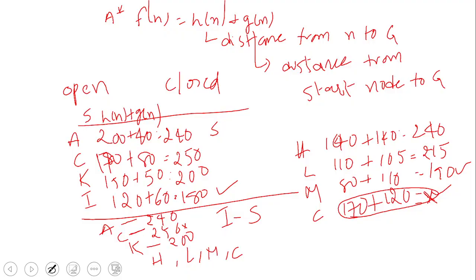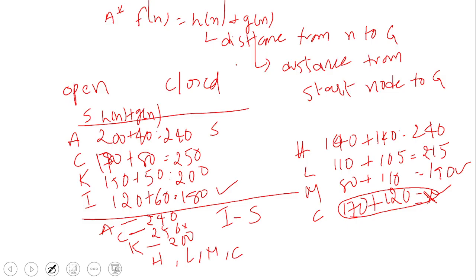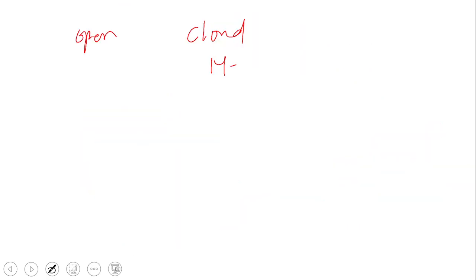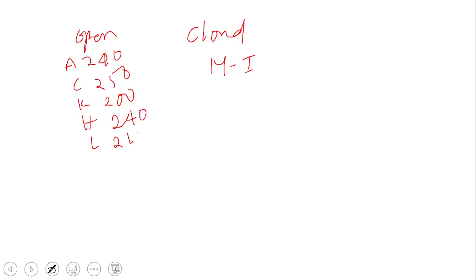Now move that M to the closed list. Okay. Now open and close. So M will be moved to the closed list. What is the parent of M? After expanding I, I got M. So I am writing I as the parent. So previously we were having A with 240 and C with 250 and K with 200, H with 240, L with 215.